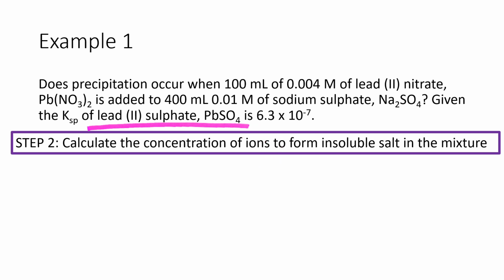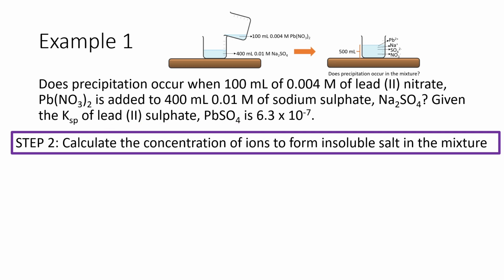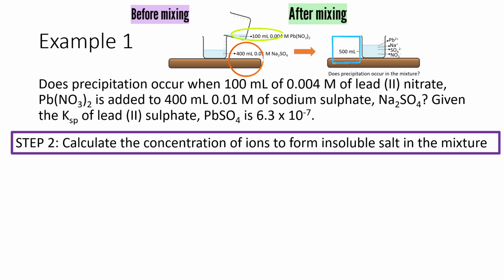For this, we need to look at how the reaction mixture was prepared. The mixture was prepared by mixing two soluble salts together. Before mixing, the volume of lead-2 nitrate is 100 ml, and for sodium sulfate is 400 ml. After mixing, the volume of the solution becomes 500 ml. Can you see that here, the volume of the solutions increases? This indicates that a dilution process has occurred during the mixing.